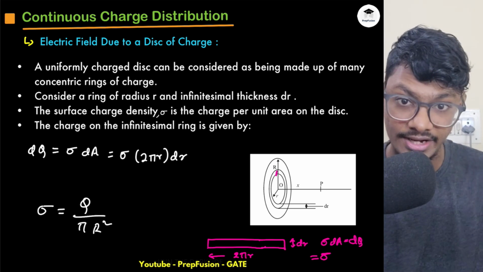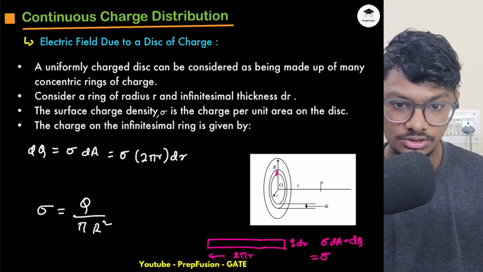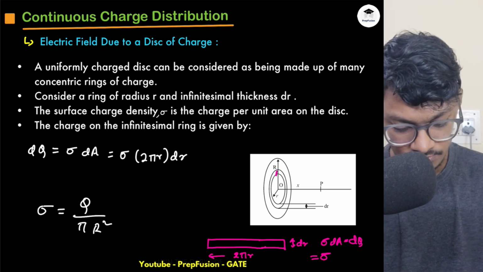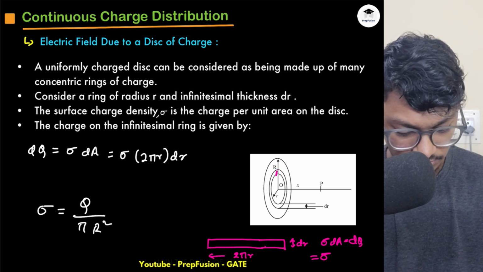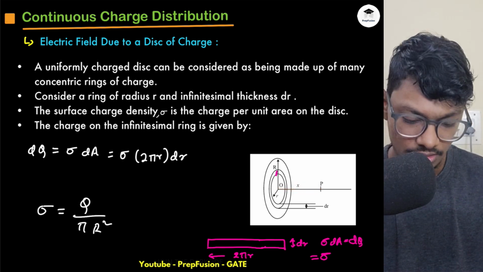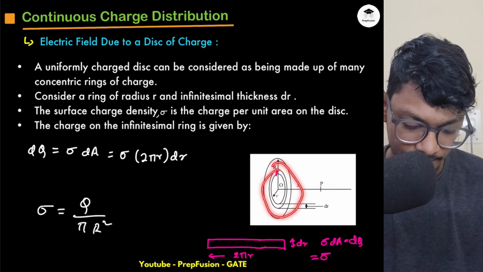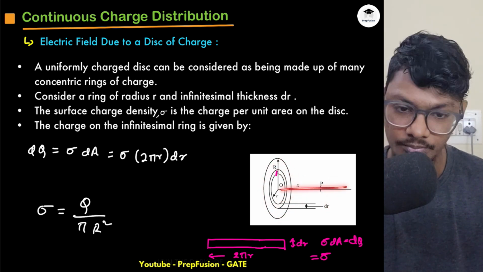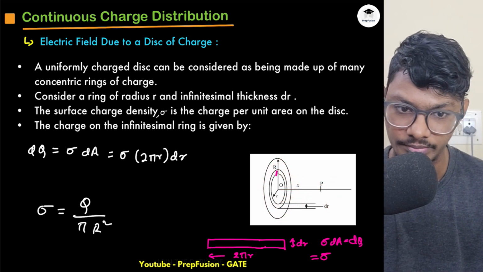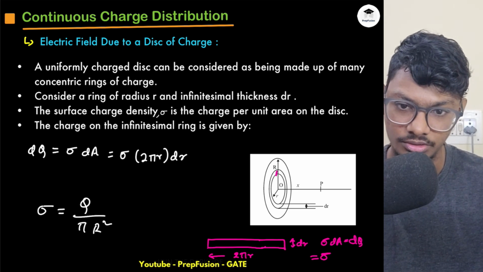So now we'll derive the expression. For a ring charge, we know the perpendicular component of the electric field, because this is symmetric. There will not be any horizontal component of the electric field. Only the perpendicular component will be present.